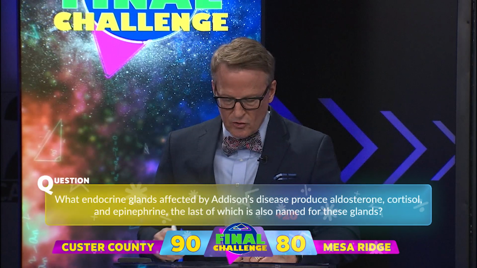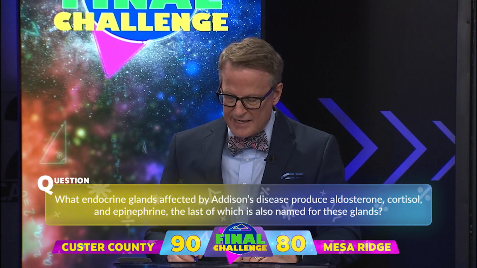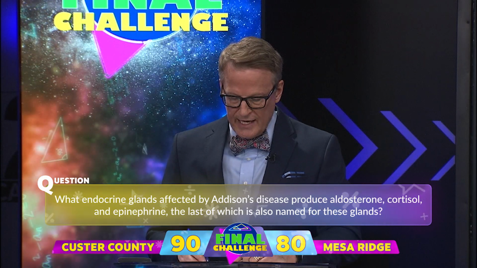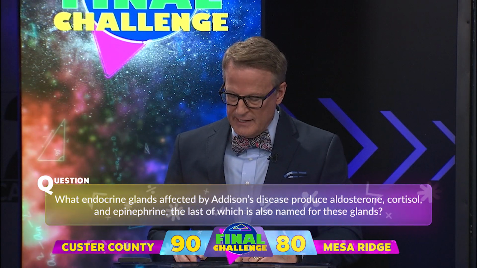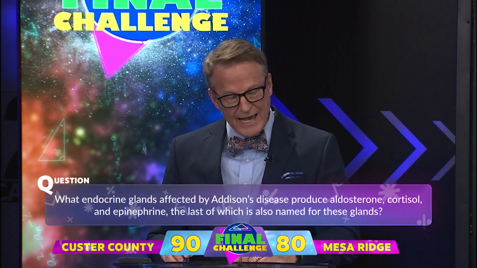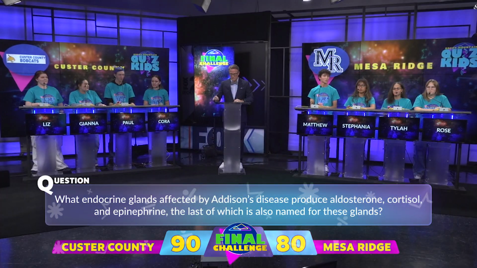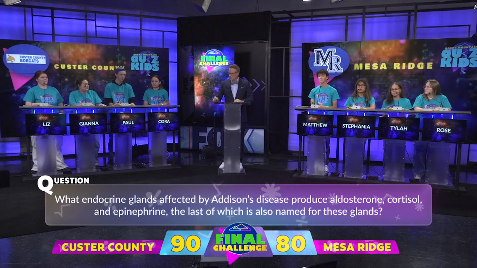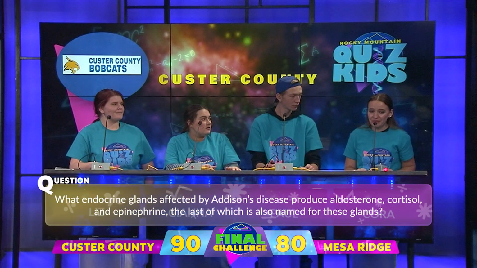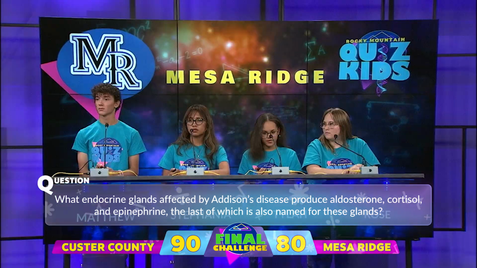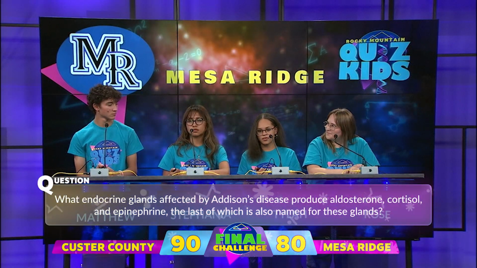Next, what endocrine glands affected by Addison's disease produce aldosterone, cortisol, and epinephrine, the last of which is also named for these glands? Cora. Pituitary? I'm sorry, that is incorrect. You have a chance here, Mesa Ridge. We were looking for adrenal or adrenal glands.